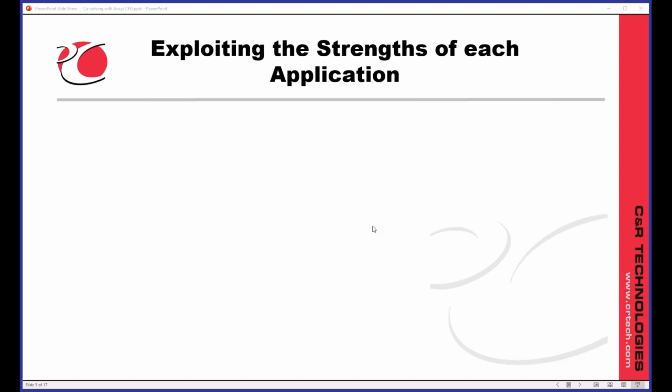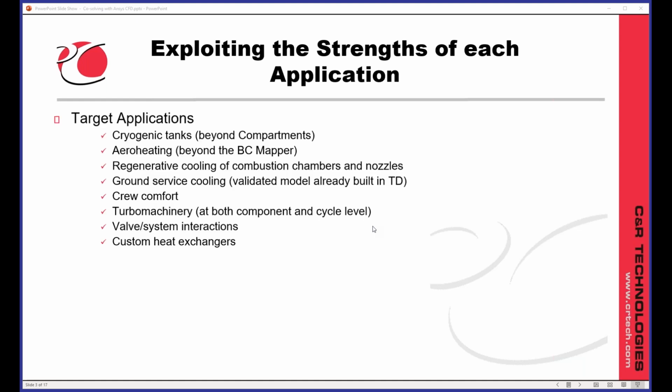So in terms of the strengths of each code, and why you do a co-simulation, we've got some fairly complex applications targeted here. For example, cryogenic tanks beyond what a FlowCAD compartment could do, or aero heating beyond what we do with the Thermal Desktop BC Mapper. Another case might be regenerative cooling of combustion chambers and nozzles, where you can do the shell and the cooling chambers and so forth in TD FlowCAD, but then you might want to use CFD for some of the complexities of what's going on inside a chamber itself.